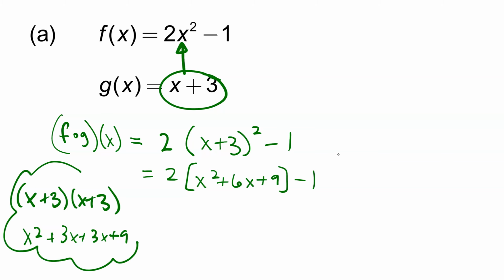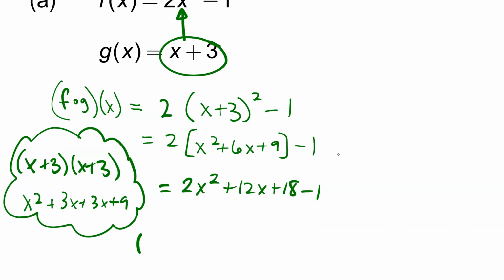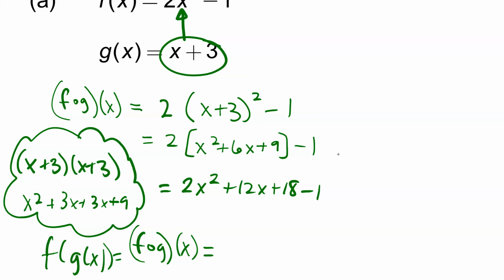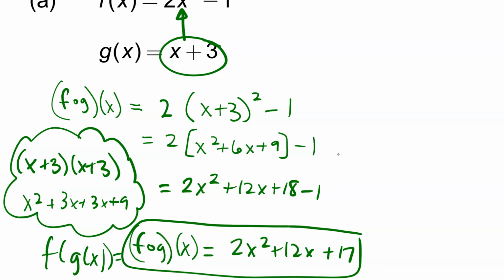Just put this in a little cloud bubble. So this is equal to 2x squared plus 12x plus 18 minus 1. We're almost there. So f of g of x, you're literally plugging in g of x in for x in f. That's just going to be 2x squared plus 12x plus 17. See if you can find g of f. Go ahead, find g of f.